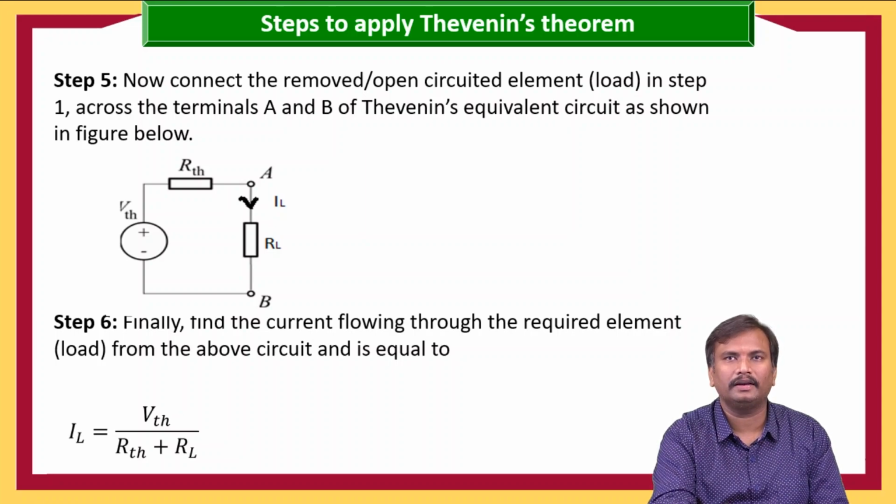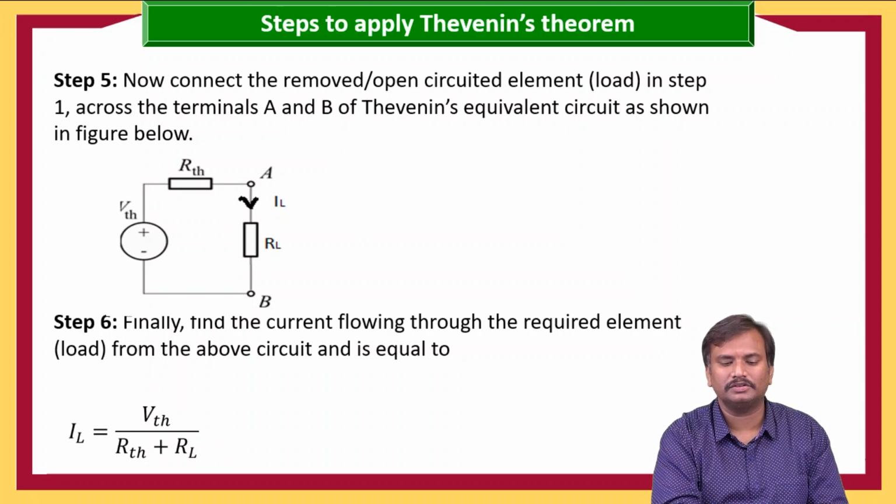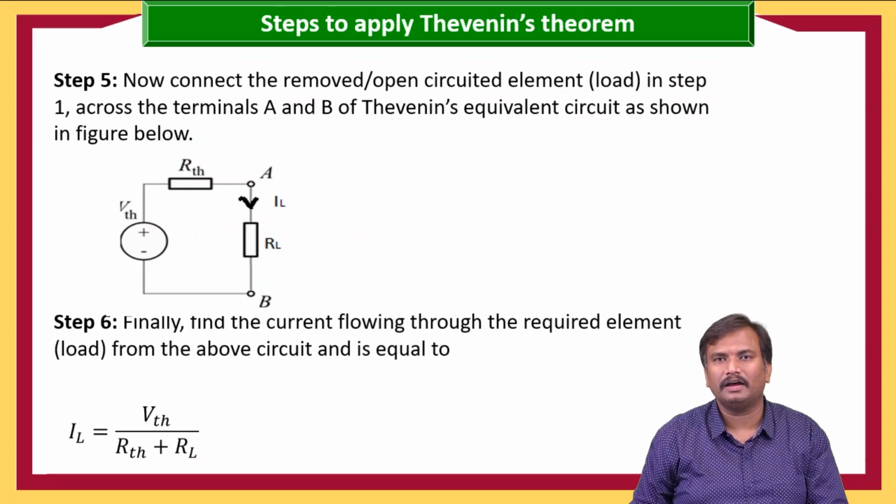We have to calculate the load current. This is the resistance which we have added in this step, the same load resistance which we removed in the first step. Now IL we can directly write as the voltage VTH applied between RTH and RL, and these two are connected in series. So IL is equal to VTH by RTH plus RL.